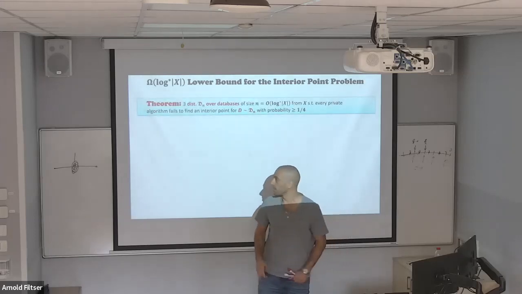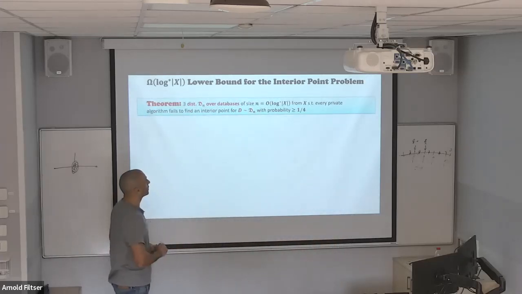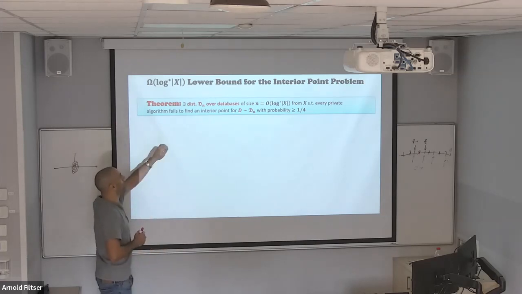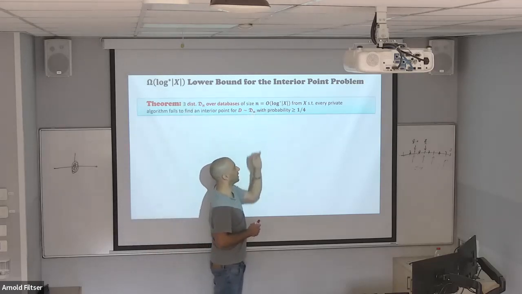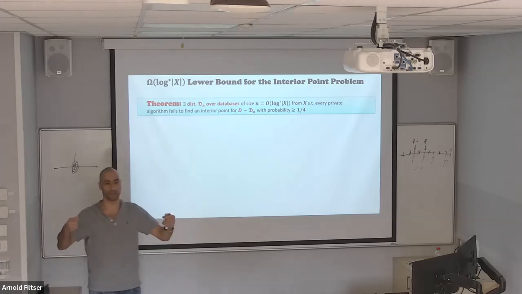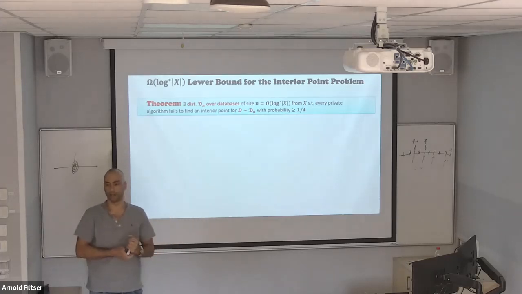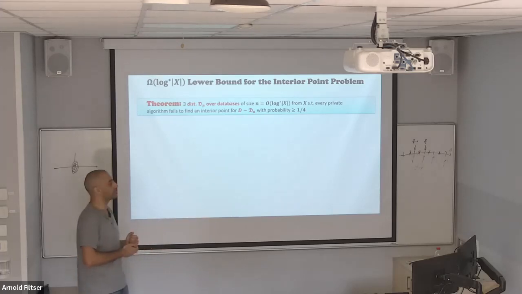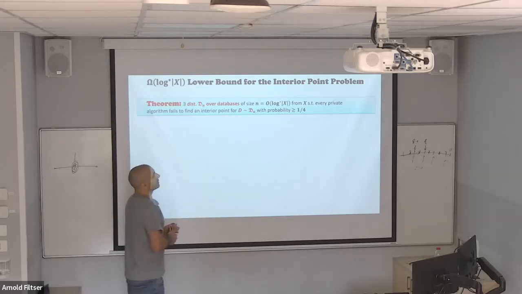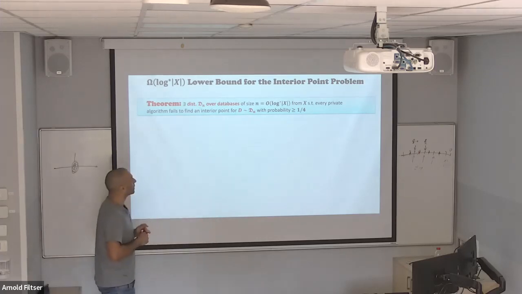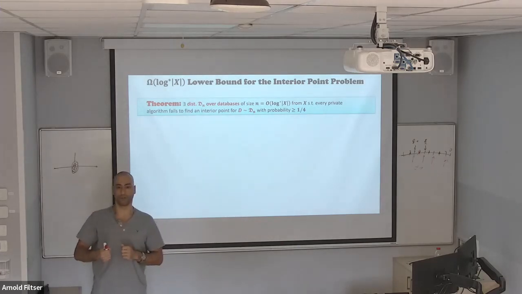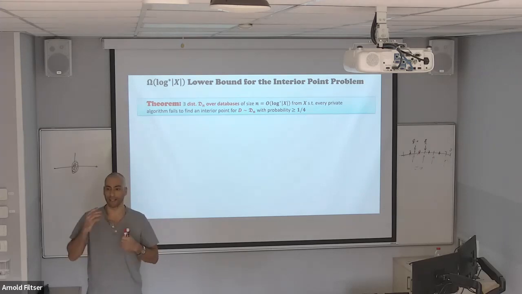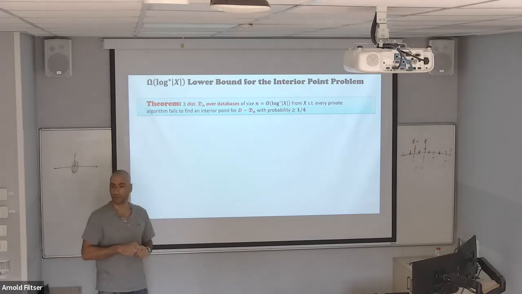What I'm going to show you, the theorem of this lower bound, is that there exists a distribution, let's call it D_n, over databases of size log x. So it's a distribution over data sets. It's not a distribution over the domain that I sample IID elements from. It's a distribution over data sets, over n-tuples, with the property that every private algorithm fails with probability at least 1/4 to find an interior point of a data set sampled from this distribution. So it's a hard distribution that is hard for every private algorithm. Okay?